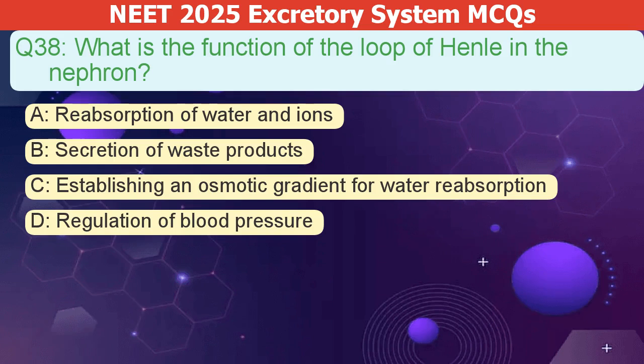What is the function of the loop of Henle in the nephron? A. Reabsorption of water and ions. B. Secretion of waste products. C. Establishing an osmotic gradient for water reabsorption. D. Regulation of blood pressure.